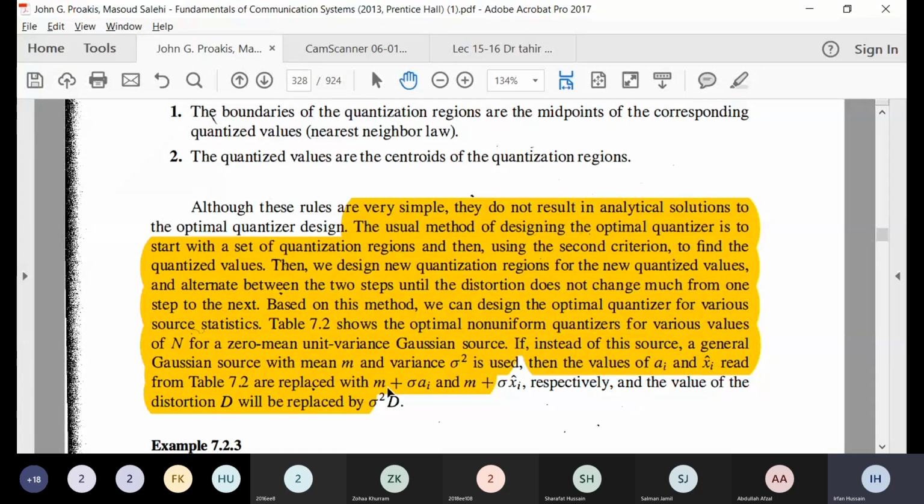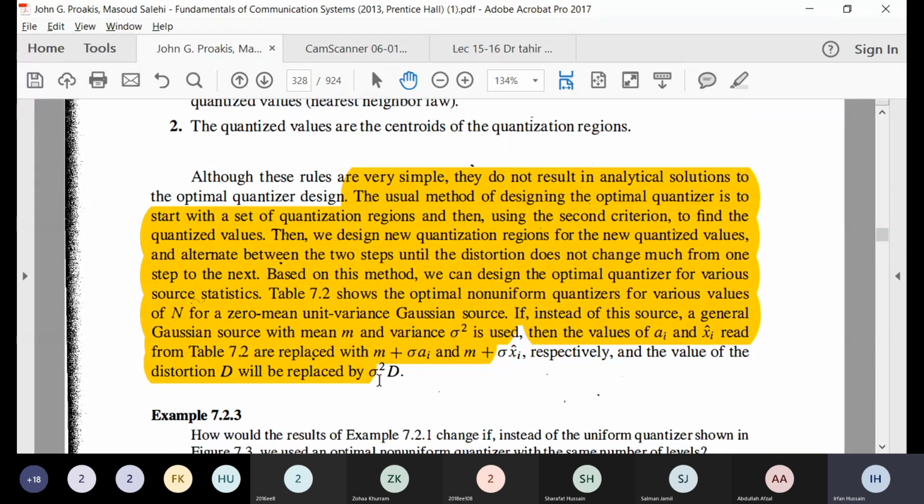So again your ai's and xi's will be changed as follows, with respect to the multiplication with the standard deviation and the addition with the mean, and the distortion factor is changed by sigma square.